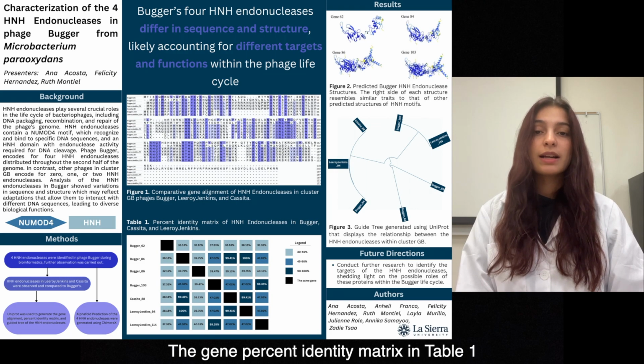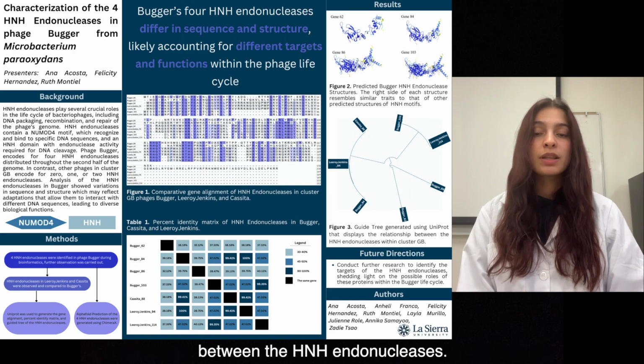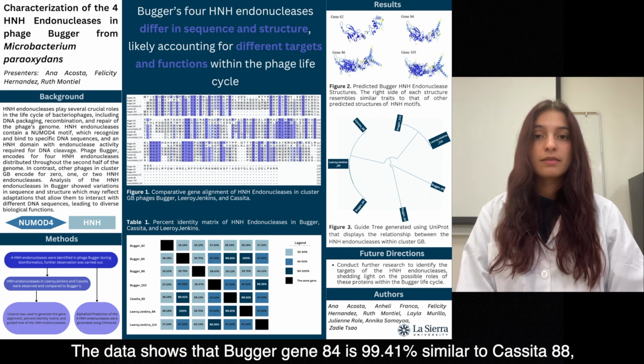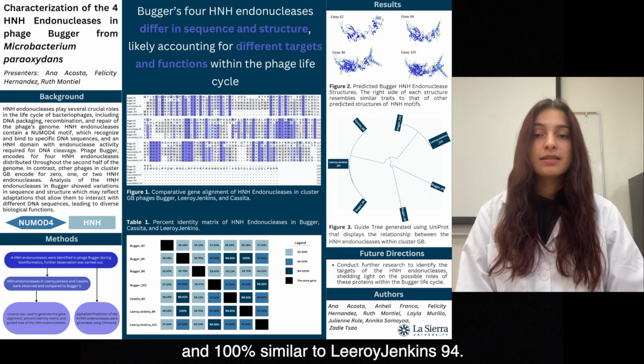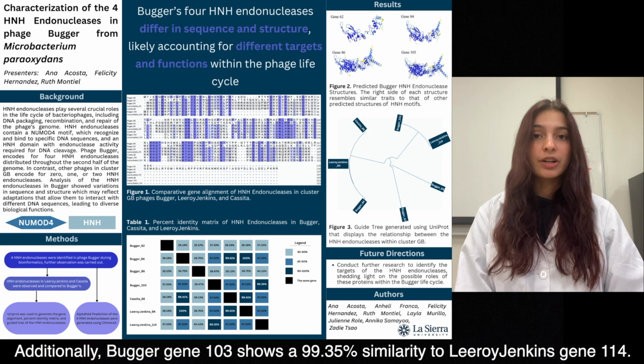The gene percent identity matrix in Table 1 displays a numerical representation of the sequence homology between the HNH endonucleases. The data shows that Bugger gene 84 is 99.41% similar to Casita 88 and 100% similar to Leroy Jenkins 94. Additionally, Bugger gene 103 shows a 99.35% similarity to Leroy Jenkins gene 114.